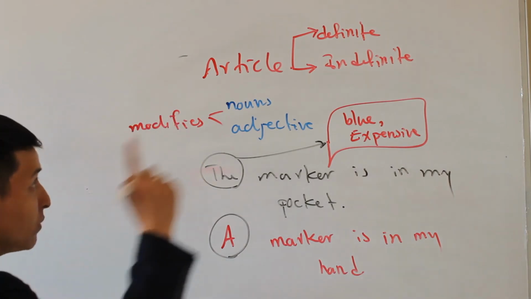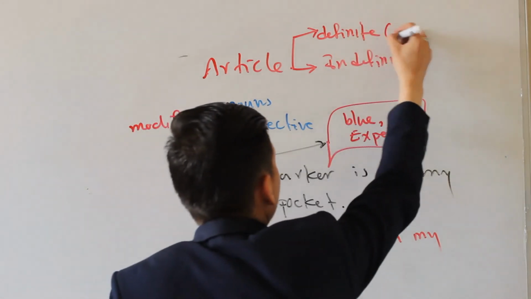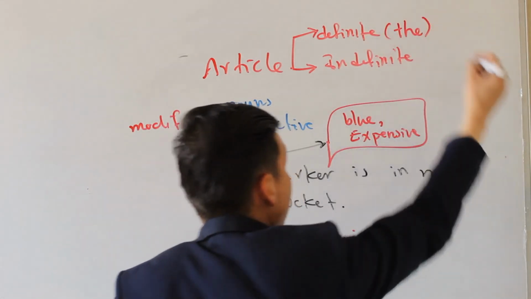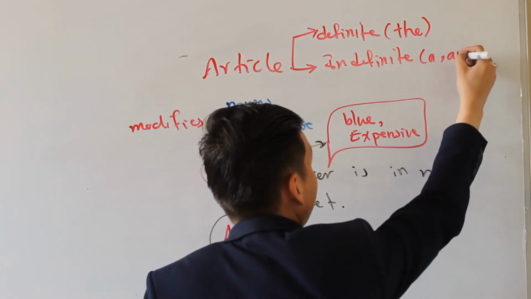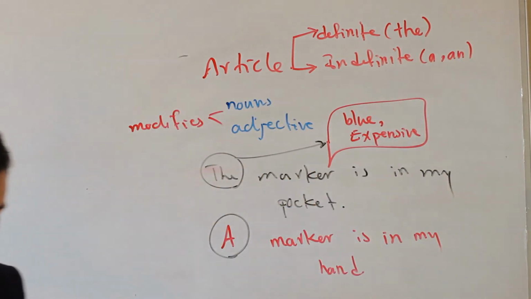So the number of definite articles, we have one definite article, that is the, and the number of indefinite articles, we have two, a and an. We have two indefinite articles.